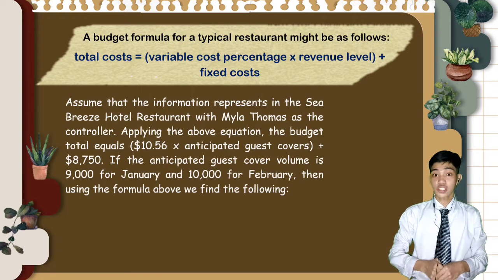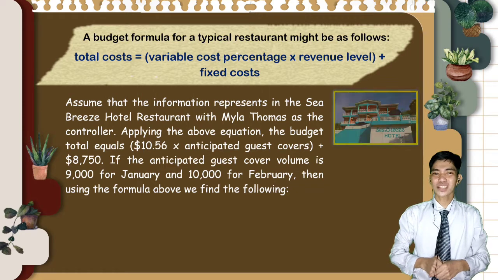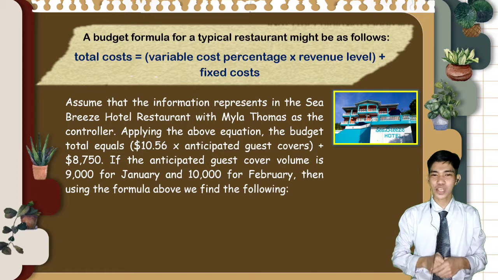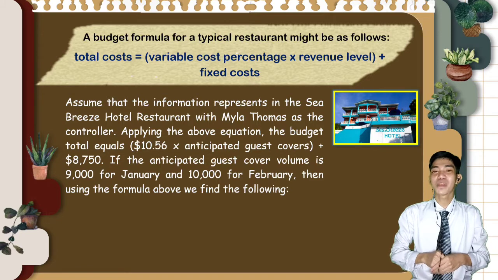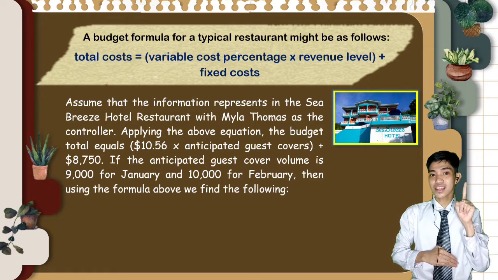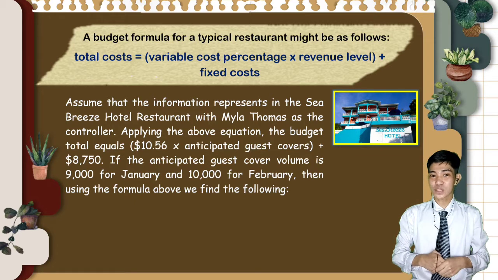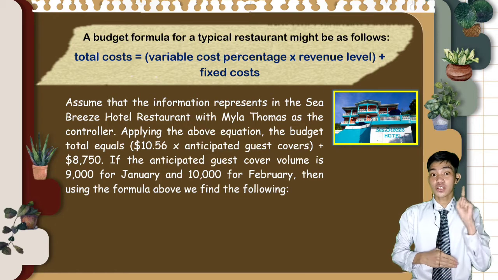Assume that the information represented is from the Seabreeze Hotel and Restaurant with Milo Thomas as the controller. So ito po ang ating gagamiting situation para dito sa ating variable cost. Applying the above equation, the budget total is equal to $10.56 times anticipated guest cover plus $8,750. So if the anticipated guest cover volume is about 9,000 for January and 10,000 for February, then using the formula above, we can find the following.